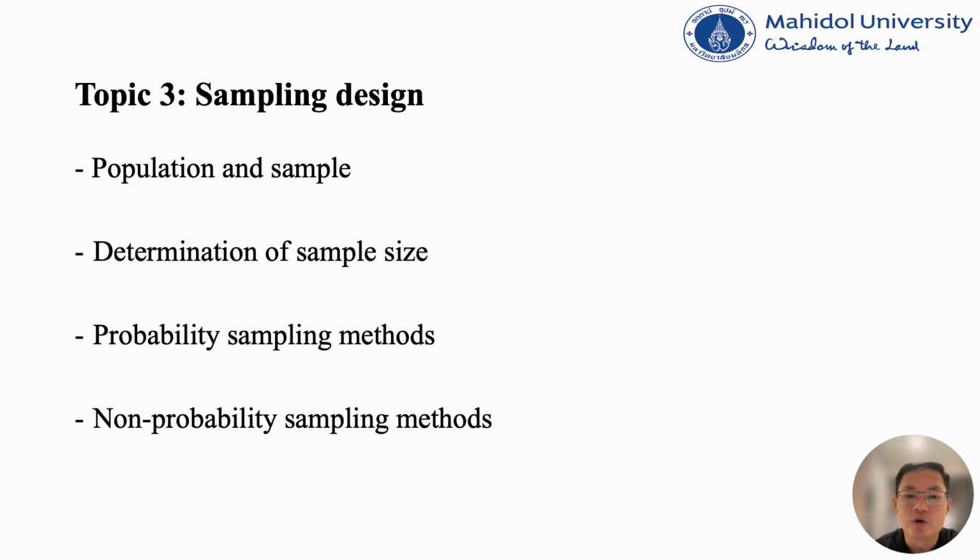Next, we will go over the types of probability sampling methods, such as simple random sampling and stratified sampling. Finally, we will examine non-probability sampling methods, like convenience sampling and snowball sampling. By the end of this session, you should be able to select and justify a suitable sampling strategy for your own research.